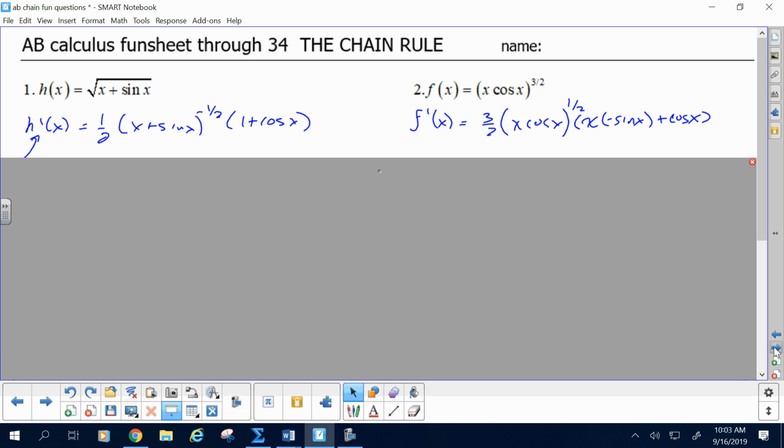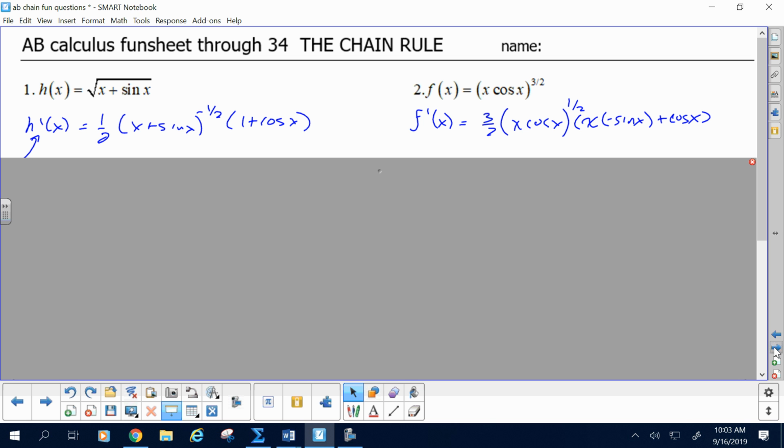Put a label on your work, people. Please, stop just giving me floating nonsense. H prime is 1/2 of x plus sine of x to the negative 1/2 times the inside derivative, 1 plus cosine. Number 2, the outside function is blank to the 3/2.